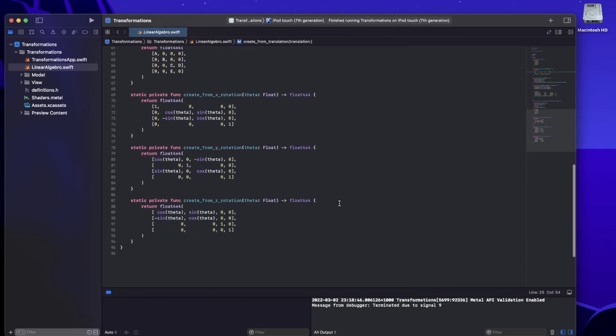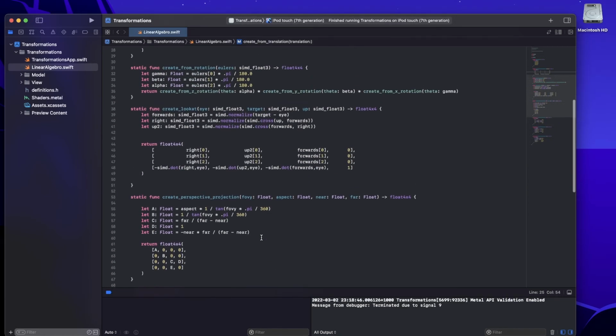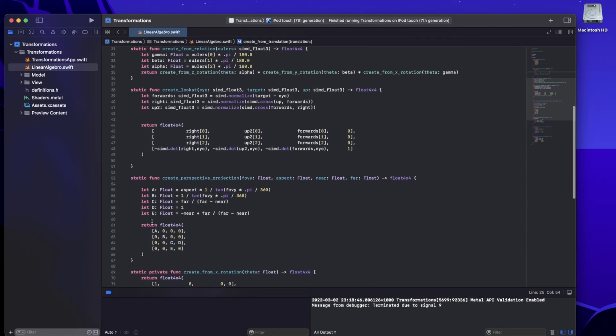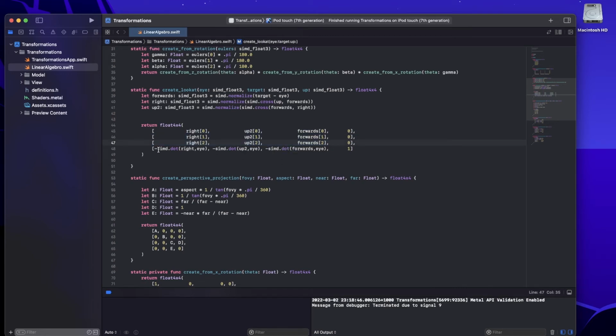Then we have rotation functions here, which are kind of hard coded, no worries. And then we have the look at and perspective. So with the look at, again, take the transpose, and this is the upper 3x3, which has the rotation for the camera. And this is the column for the translation.